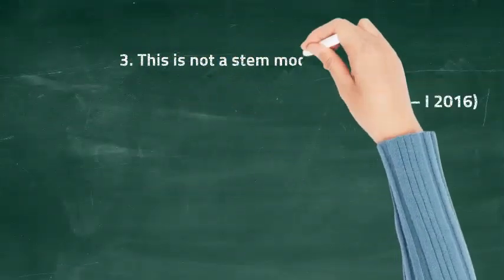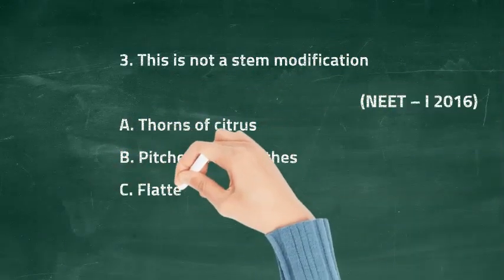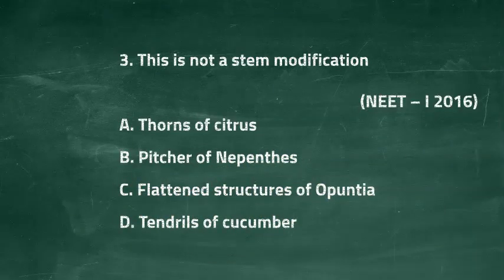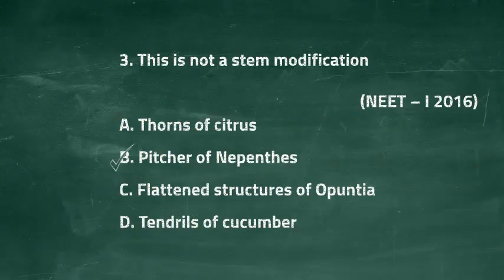Question third. This is not a stem modification. Option A, thorns of citrus. Option B, pitcher of Nepenthes. Option C, flattened structures of Ruscus. And option D, tendrils of cucumber. So the right answer is option B, pitcher of Nepenthes.